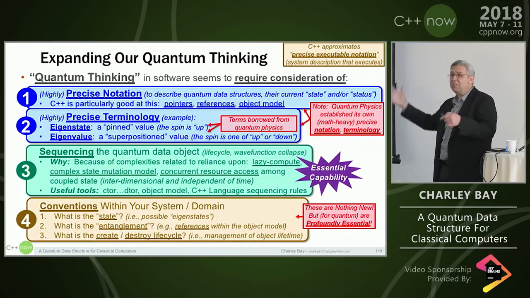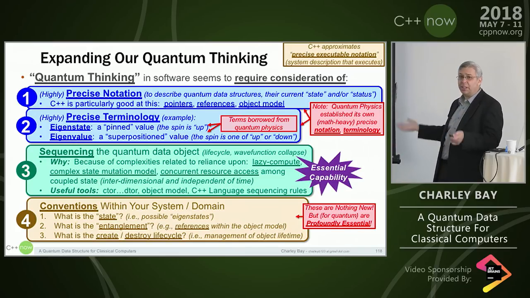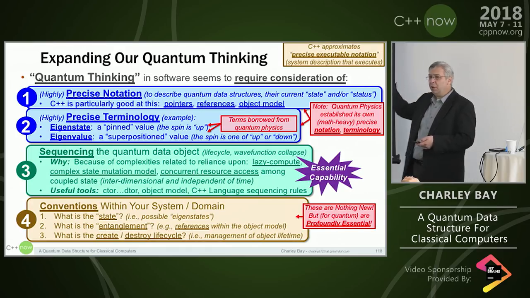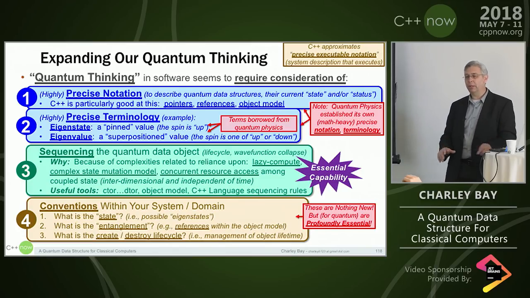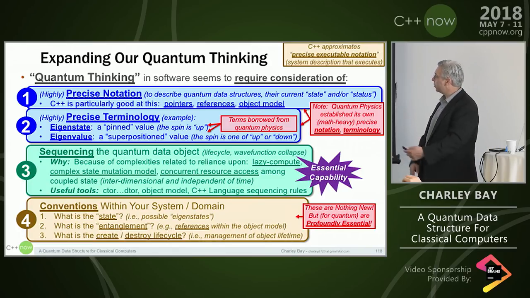Eigenstate, eigenvalue, yeah, okay, the physics guys did that, maybe we should just use their terms. And the sequencing, we have to be careful with. We're using the state, we're productively employing the state, but can't look at it. Don't look at it until you trigger the wave function collapse, that essence of mutation, that essence of measurement.